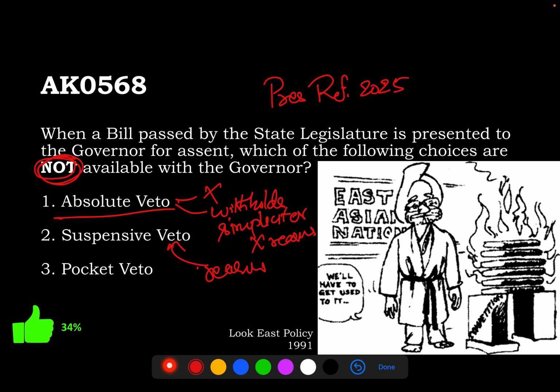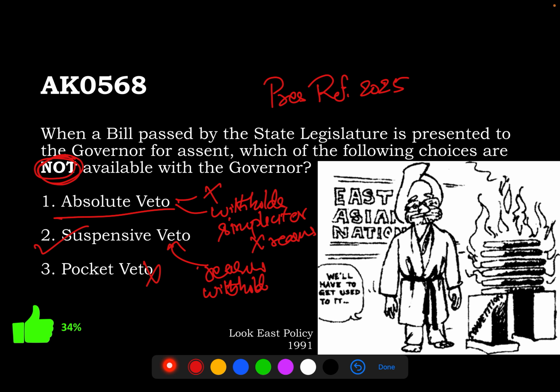When you have given reasons, it will go back to the state legislature. So the governor can withhold assent with reasons. So withholding assent is still a power, okay, but reasons are to be given. So in that sense, suspensive veto remains as a power. Absolute veto is not available. And there is no space in the constitution for inaction. Hence, the governor enjoys no pocket veto also.